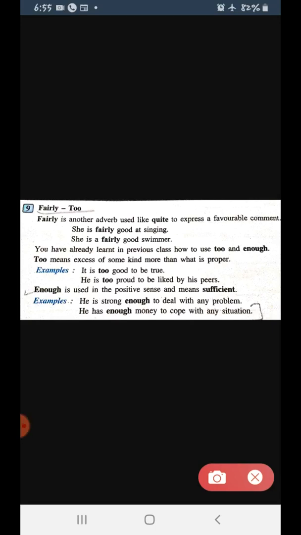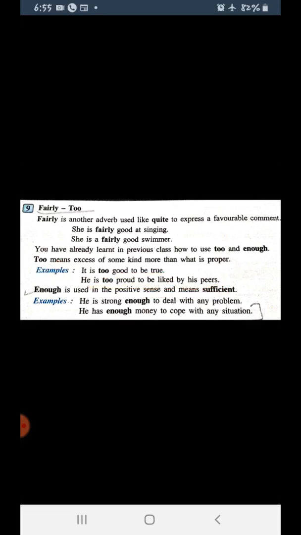Now see examples. It is too good to be true. He is too proud to be liked by his peers. Now, next word.